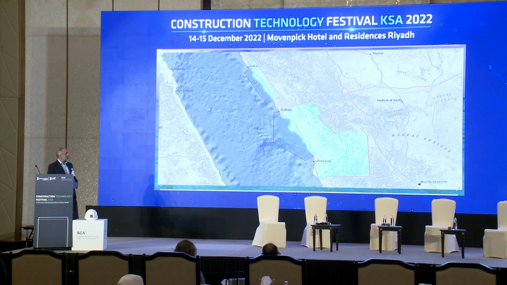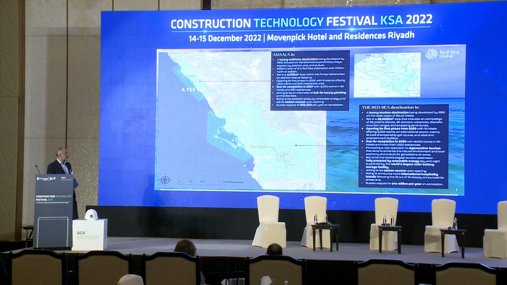Red Sea. You can see we have two mega projects, the Red Sea and Amala. And just to give you an idea of the extent of these sites, the Amala side is 4,155 square kilometers, and the Red Sea side is 28,000 square kilometers. This morning, one of the presentations from NEOM compared their project size to Belgium. And this is just a coincidence that I also put a map of Belgium just to give you a comparison of how big the site is.